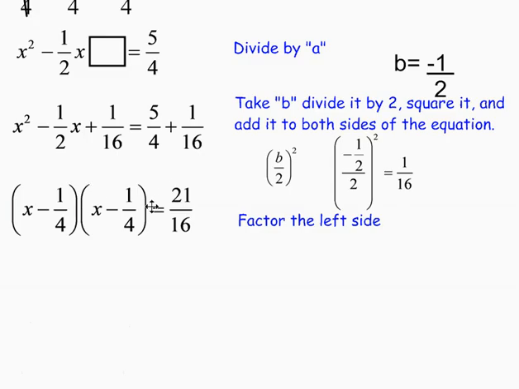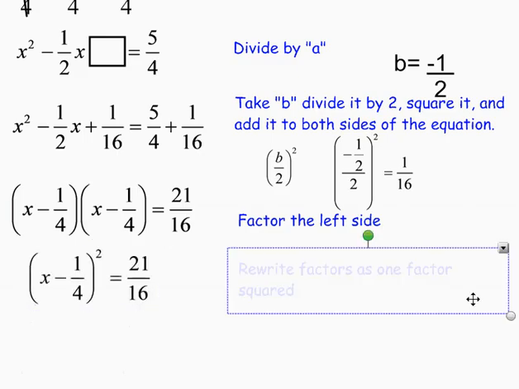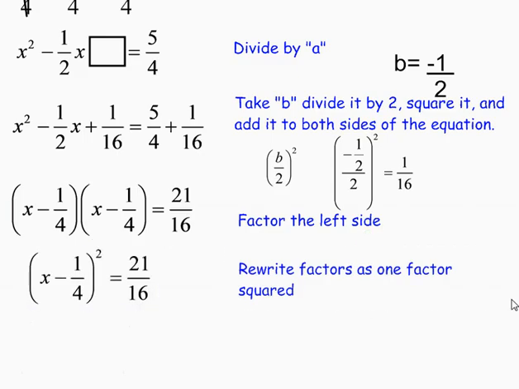On the right side, I got 5/4 plus 1/16, which gives me 21/16. Just follow the rules of adding fractions. Get a common denominator, and you get 21 over 16. Now I'm going to rewrite the factors as one factor squared. So I could rewrite the left side as x minus 1 over 4 squared, right? Because it's just being multiplied by itself.